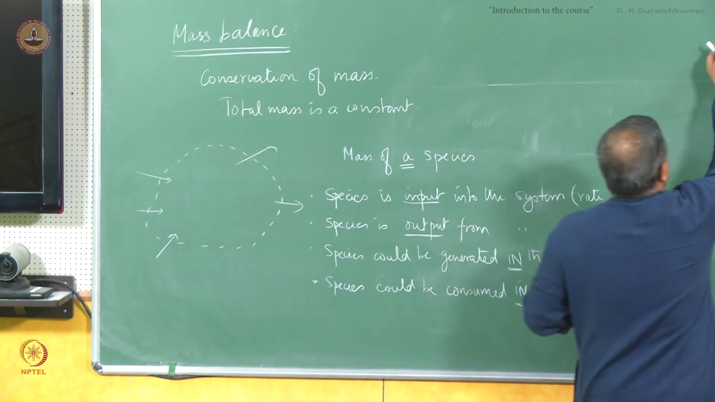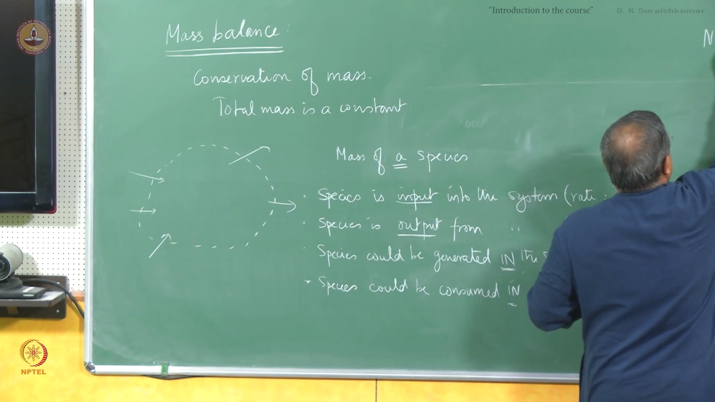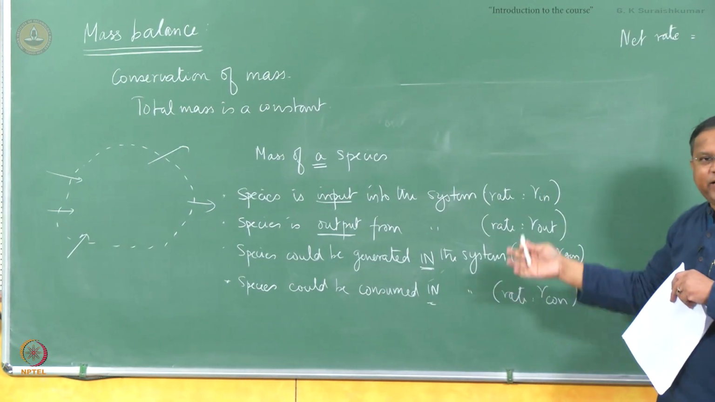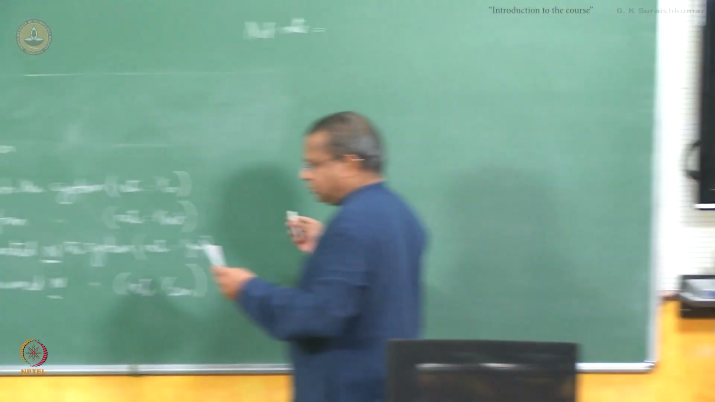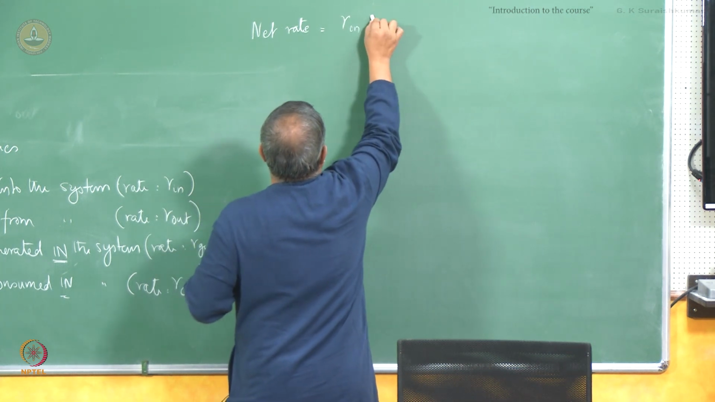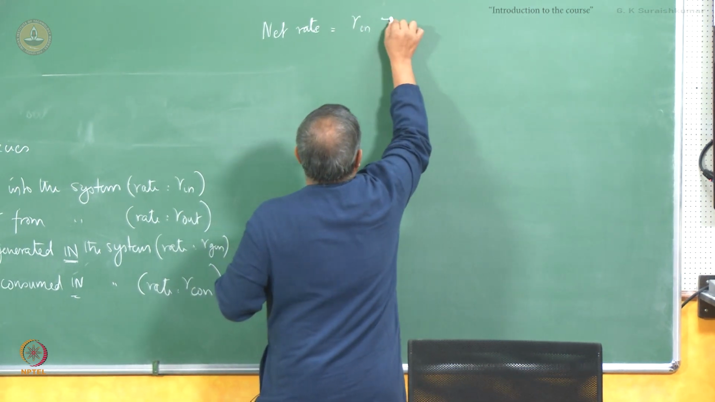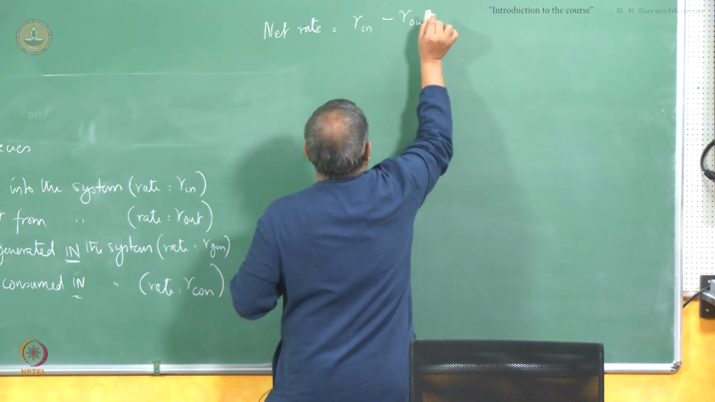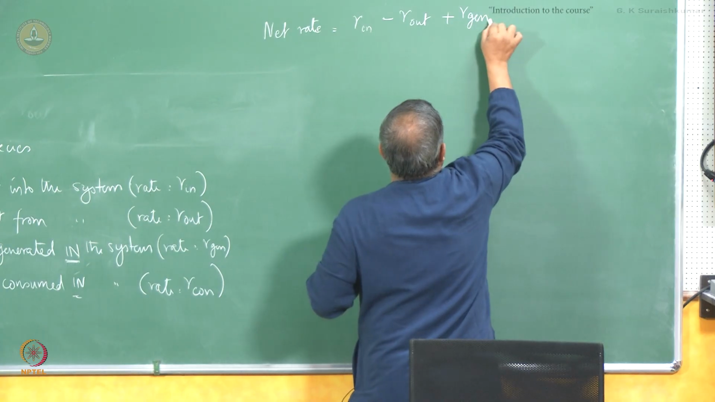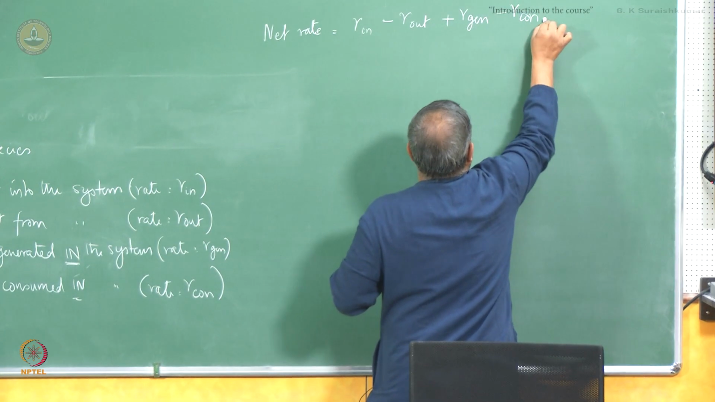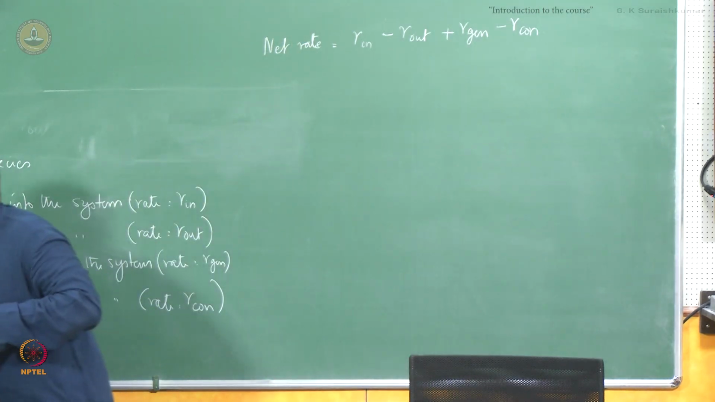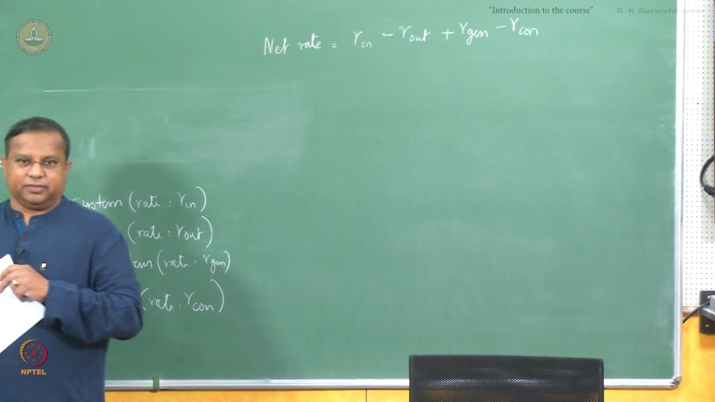If you look at the net rate, okay, it is quite easy to see by logic that it has to equal the rate in minus the rate out plus the rate of generation minus the rate of consumption. Okay, this is the net rate of the species in the system. Okay.